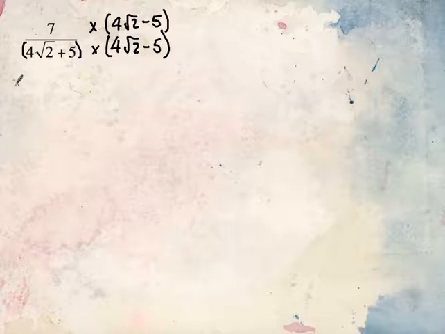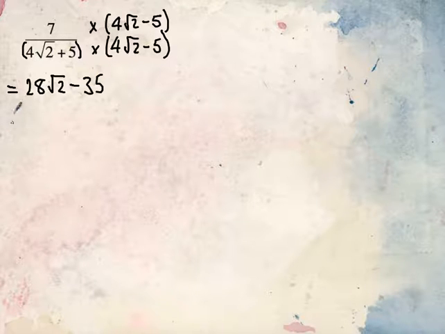Okay, in the numerator, I get 28 root 2 minus 35. So I've multiplied 7 by 4 root 2 and 7 times minus 5. On the denominator, using the properties of squares, I'm going to get 4 root 2 squared minus 5 squared.